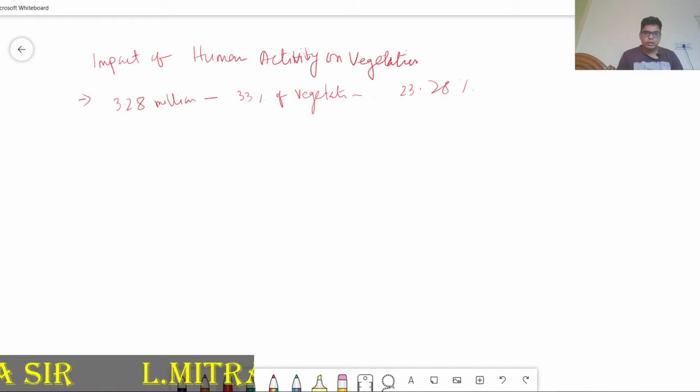The 33% is the optimum recommended for the geographical area of a country, but we have only 23.28%. So this is not sufficient. There are some reasons for this. What are the reasons?